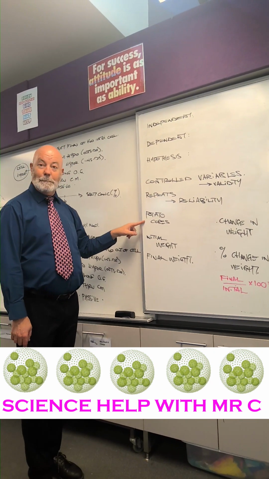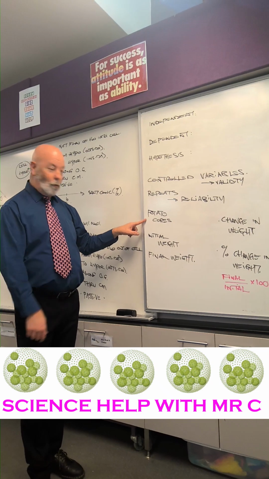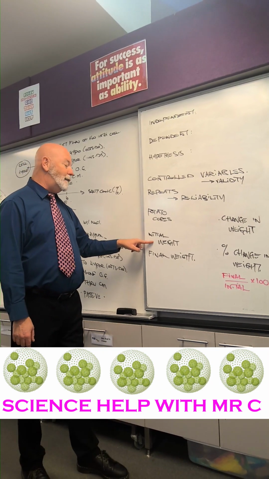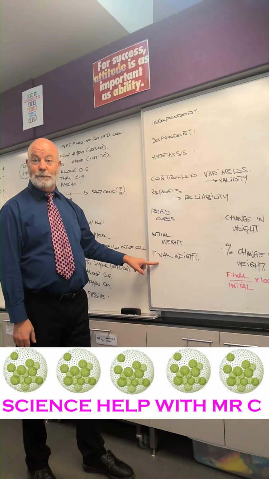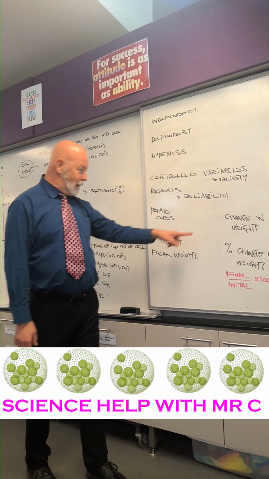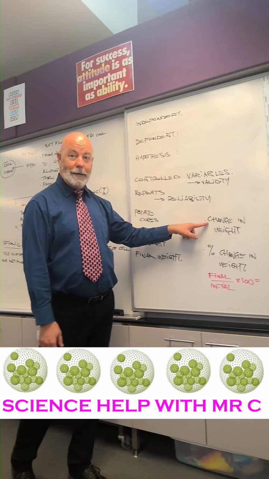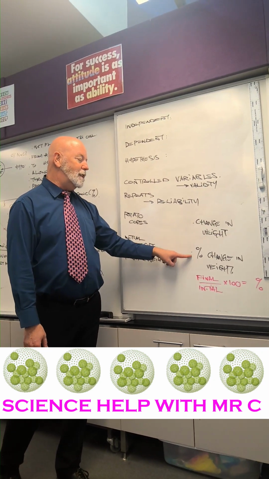All right, we're going to take potato cores. We're going to use a potato corer. We're then going to find an initial weight. At the end of it, we're going to find a final weight. We're going to use kitchen scales to measure that. Then we're going to measure the change in weight, and from that, we're going to measure the percentage change in weight.